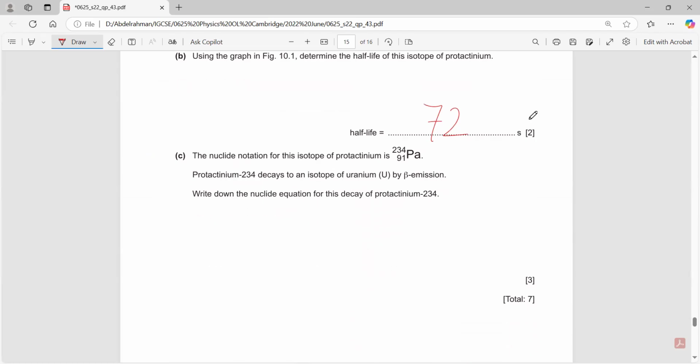The isotope decays to an isotope of uranium by beta emission. Okay, we need to write down the equation. How can I write down the equation? So protactinium Pa 234, 91 gives off uranium plus beta. We know that beta is 0 and -1. So the mass number would remain the same, but the atomic number would increase by 1. Why? Because -1 plus 92 is 91. Okay?